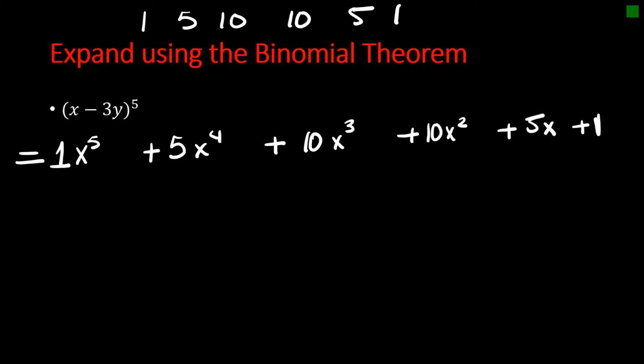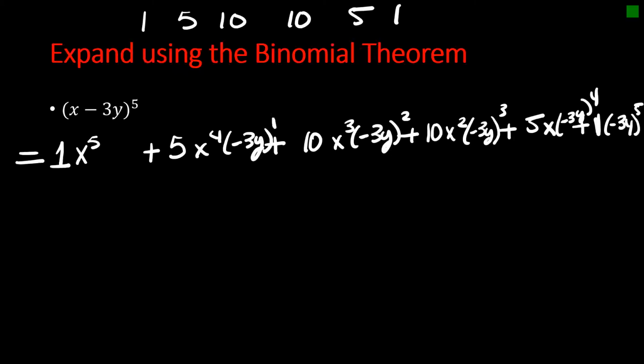Then I'm going to go back, and I'm going to say negative 3y to the 5th. Negative 3y to the 4th. Negative 3y cubed. Negative 3y squared. Negative 3y to the first, and then no power of 3y. So let's see what we have. We have x to the 5th. Now negative 3y is raised to the first power, so it's going to make that term negative. 3 times 5 is 15, x to the 4th, y.